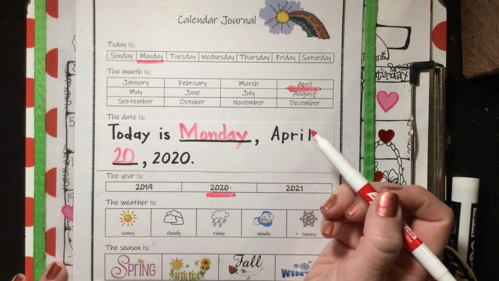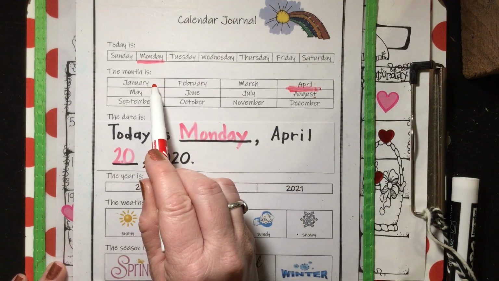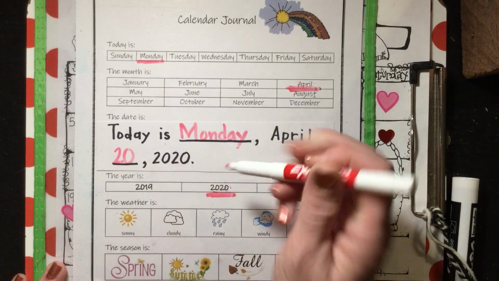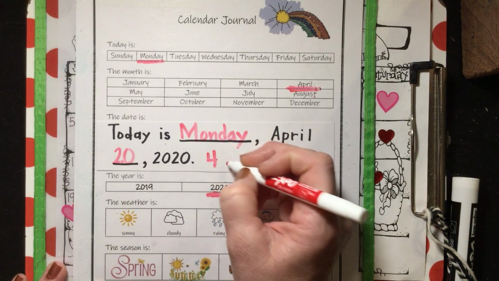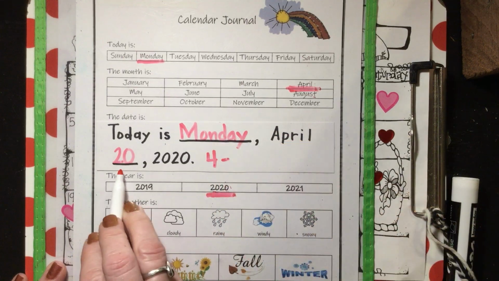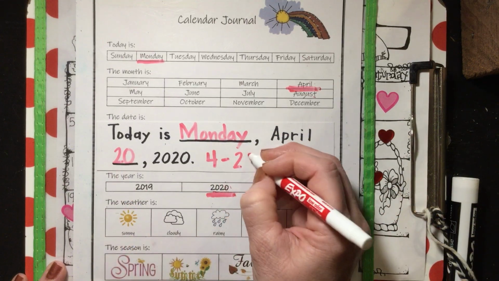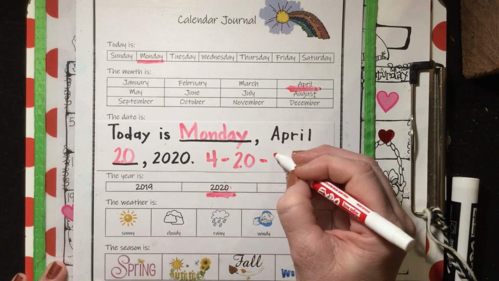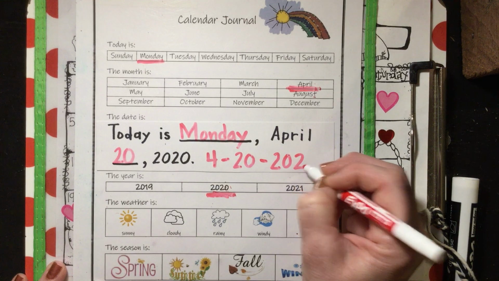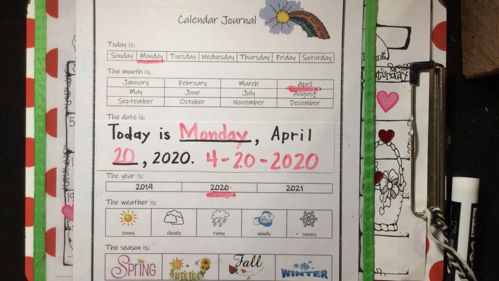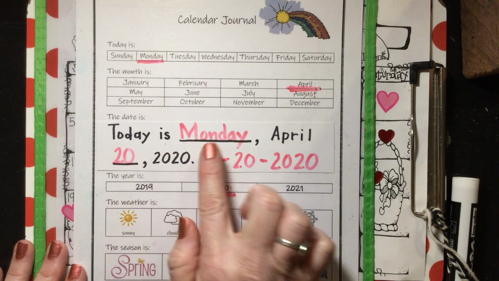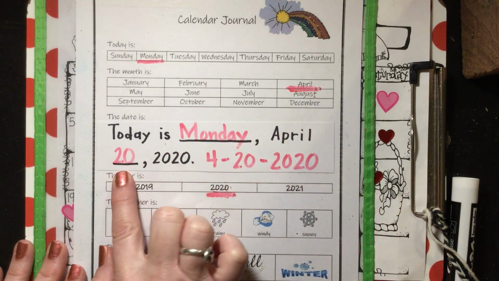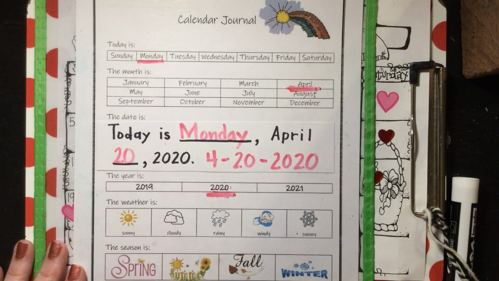So remember, the other way we can write it is we can count the months: January, February, March, April. April is the 4th month. Put a dash. Today is the 20th. Put a dash. And then the year is 2020. Good. It's another way to write your date. Let's read this date together. Today is Monday, April 20th, 2020.